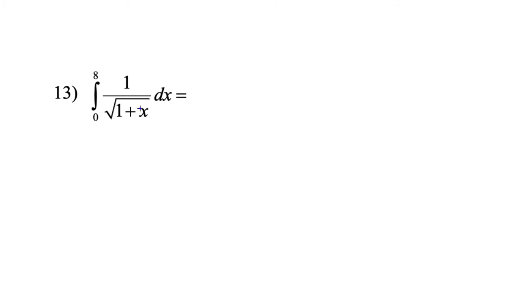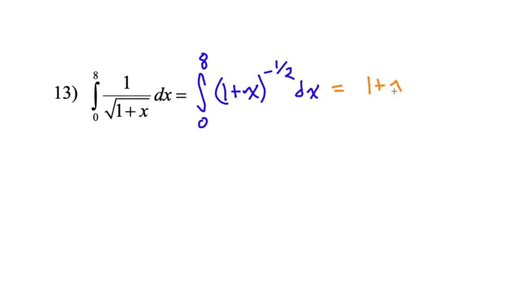This one, I'm going to get rid of the radical symbol and turn it into a non-fraction at the same time. So this is going to be an integral from 0 to 8 of 1 plus x, that's going to be on the inside, to the power of negative, because it was a fraction, and then 1/2, because it was a radical, dx. All right, let's go ahead and take the antiderivative. Antiderivative of this guy is going to be 1 plus x, now to the power of, I'm going to go up a power to 1/2, and then divide by 1/2. That's the same thing as multiplying by 2.